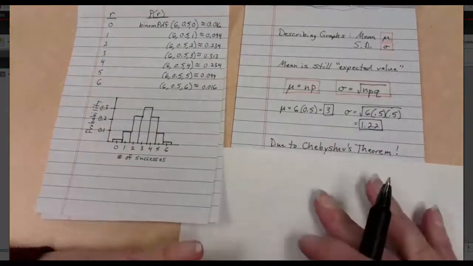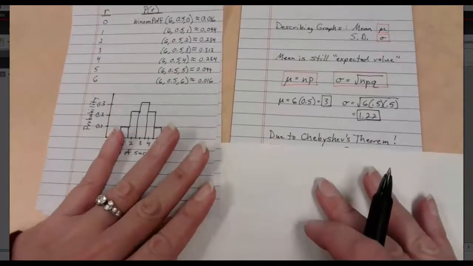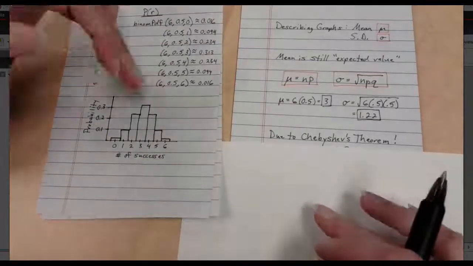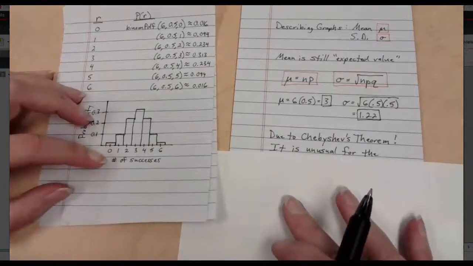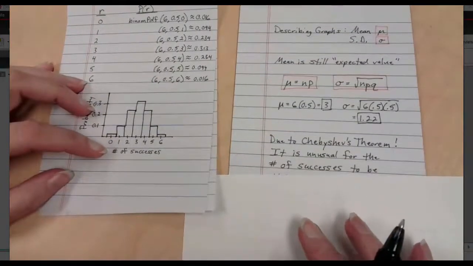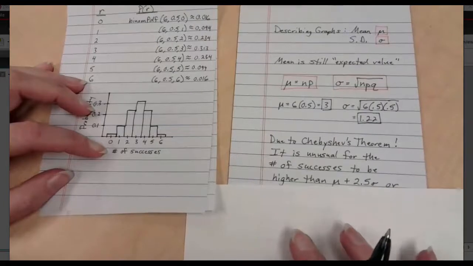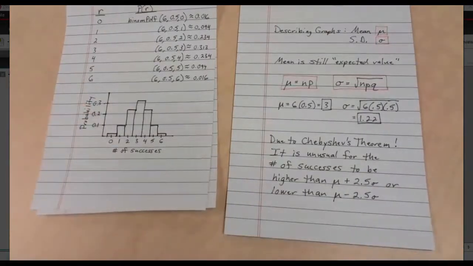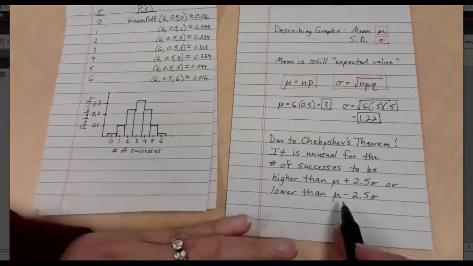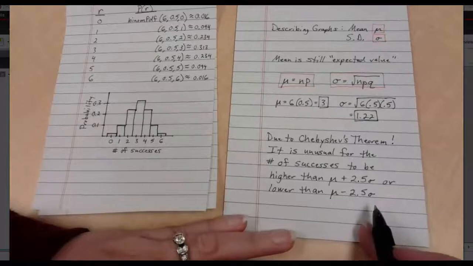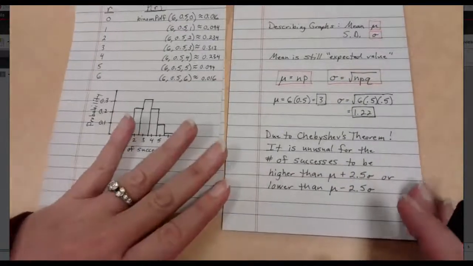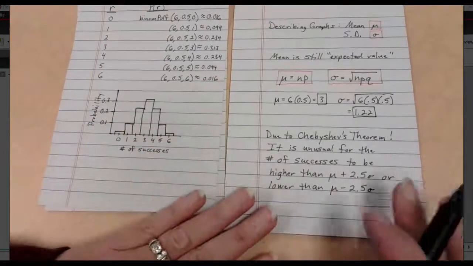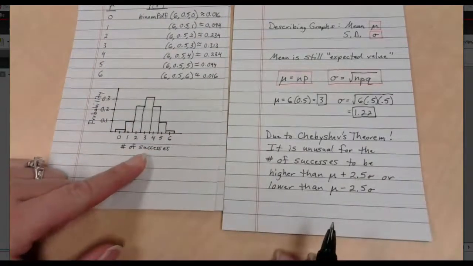Now, something that we have referenced before, Chebyshev. Chebyshev's work with how many standard deviations things are away from the mean comes back into play again, and we can now determine from this that it's really unusual for the number of successes to be higher than mu plus 2.5 standard deviations or lower than mu minus 2.5 standard deviations. Now, if you're not thinking, it looks like Greek, and part of it is Greek. But think about this, in light of what we're talking about over here.